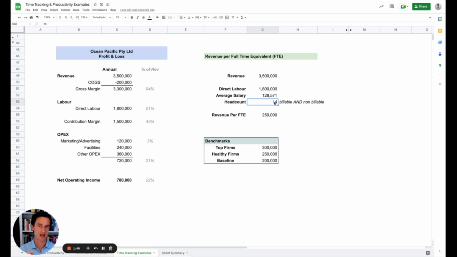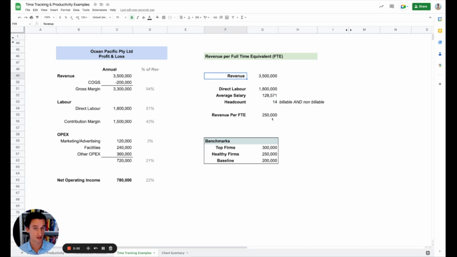Now, I should point out, FTE means full-time equivalent. If you have two part-time employees working 50% of the week, that adds up to one full-time equivalent. So it's just making sure that you take into account anyone who's not working a full-time week. So this is assuming a full-time headcount of 14 people, and that's how we're going to base our metric off.